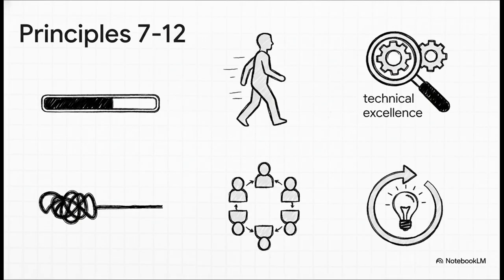The remaining 6 principles address things like progress measurement, sustainability, and continuous improvement. Key ideas here are that working software is the main way we measure progress, that teams should maintain a constant, sustainable pace, and that the best results come from teams that are empowered to organize themselves. And that last one is crucial. Teams should regularly reflect and adjust to become more effective.